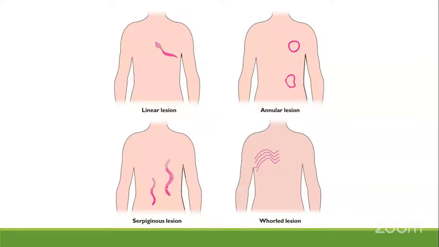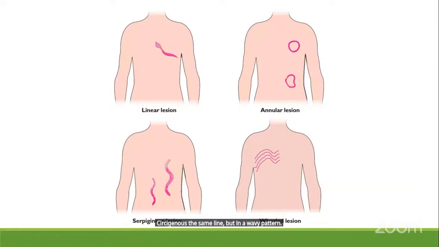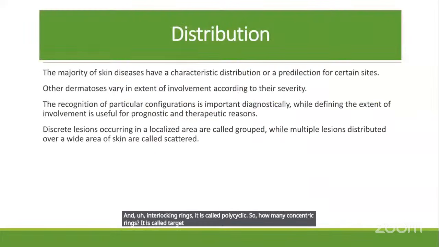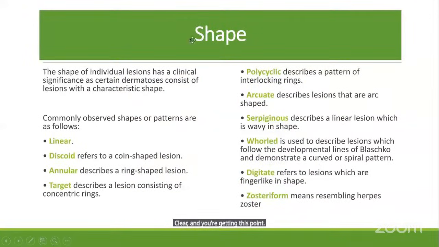wave in shape. Okay, linear lesion and serpiginous lesion, there is a little bit of difference. Linear, it is in line. Serpiginous, the same line, but in a wavy pattern. And whorled means curved or spiral pattern. It is called whorled. Annular, ring shape, you are knowing that. And interlocking rings, it is called polycyclic. So many concentric rings, it is called targeted lesion. Clear? And you're getting this point. Shape. So you want to identify like this. A discoid macule lesion like that, you want to answer. Clear?